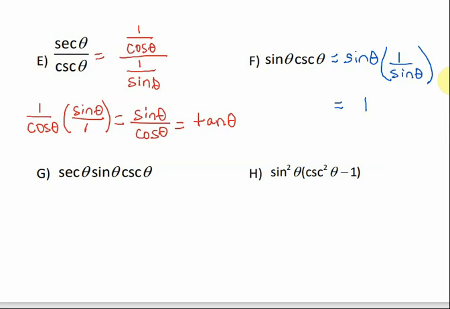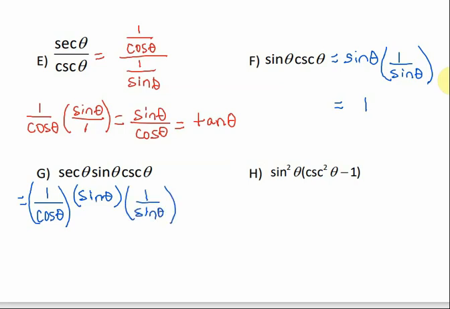All right, let's look at G, and we're going to do the same thing. Let's change anything that we can into terms of sine and cosine. Secant of theta is equal to 1 over cosine of theta. And then we have sine of theta. And then cosecant is 1 over sine of theta. So these sines would cancel, and then I just have 1 over cosine of theta, which is secant of theta.